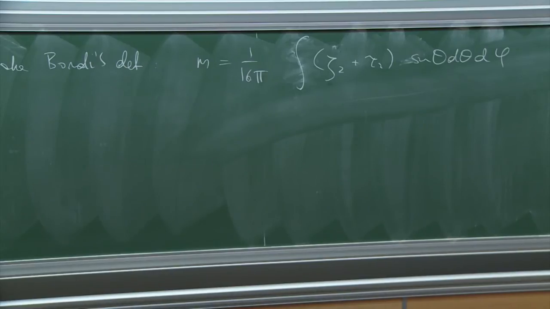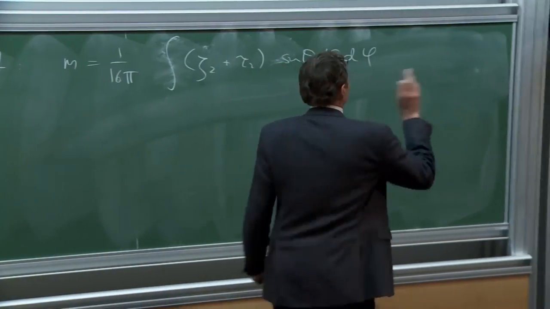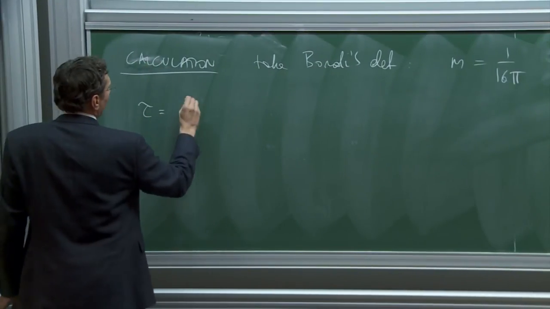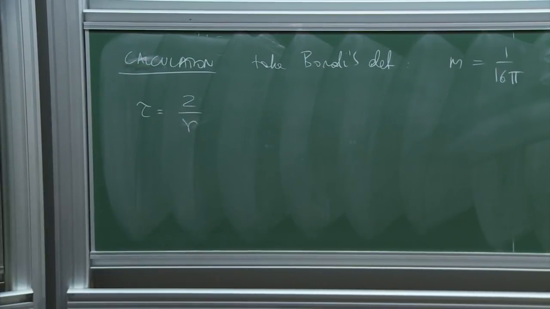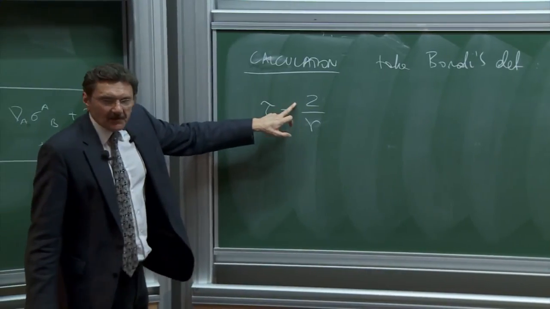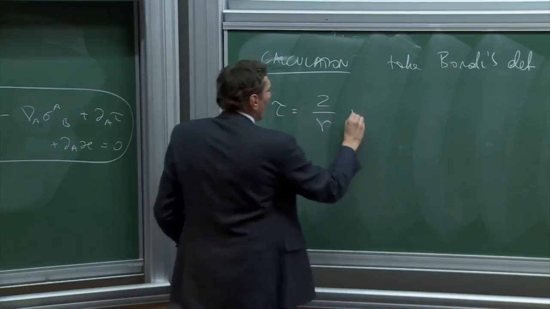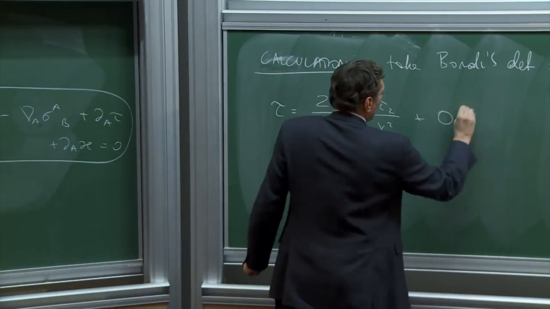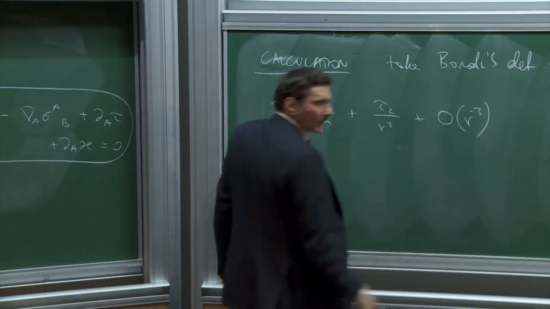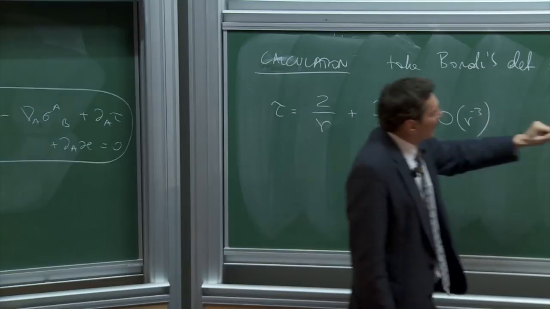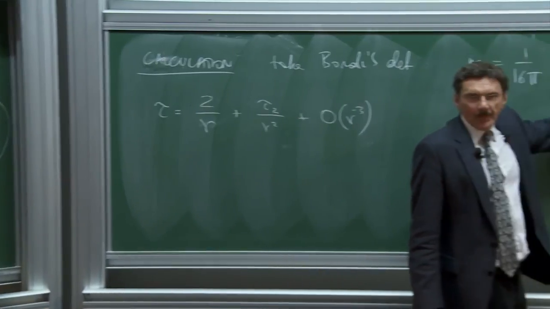And what is tau 2? Well, if you are asymptotically flat, then tau, the expansion of light cones for large distances, behaves like the expansion of light cones in Minkowski, which is 2 over r, plus a correction term, which decays like 1 over r squared, plus higher order terms. Okay, so this correction term tau 2 is the thing which appears here.